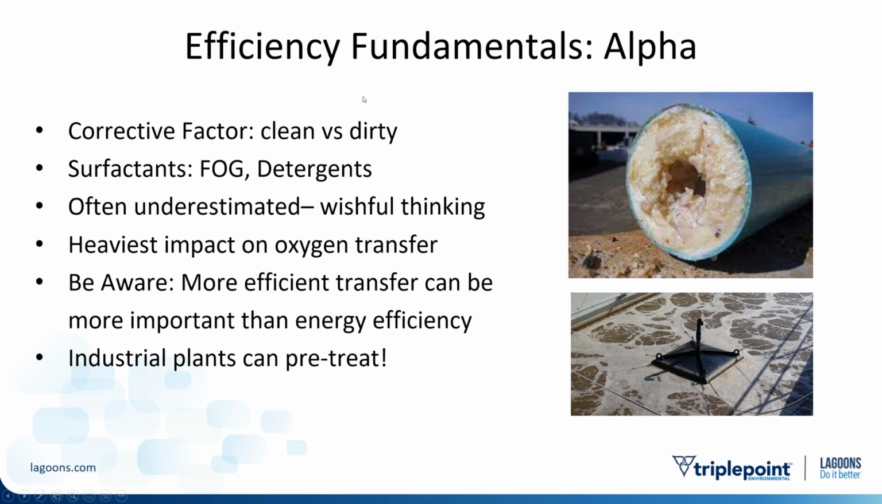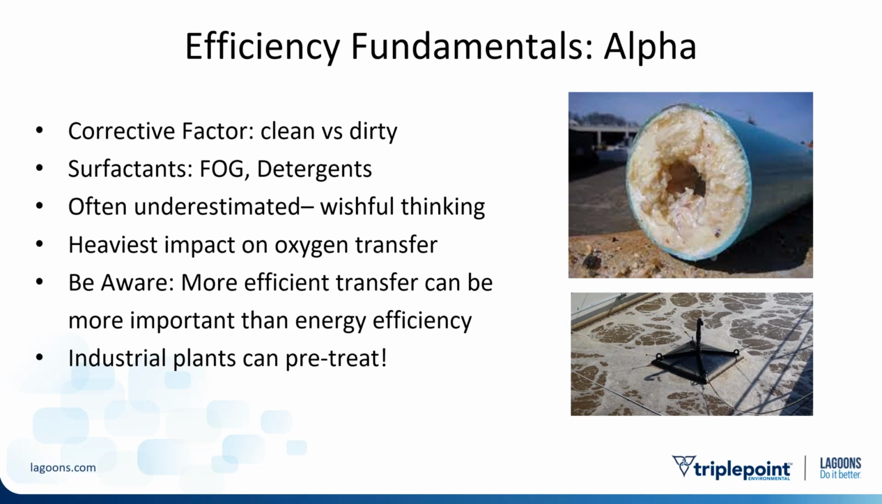Okay, so the first one is alpha, and as you remember from the presentations, the alpha and the omega. Alpha is a really big deal, and it's kind of a hidden factor of efficiency. What it is, it's a corrective factor. We do all of our ASCE testing in clean water because clean water in one state is very similar to clean water in another state. And then the alpha factor corrects that value for use in dirty water.